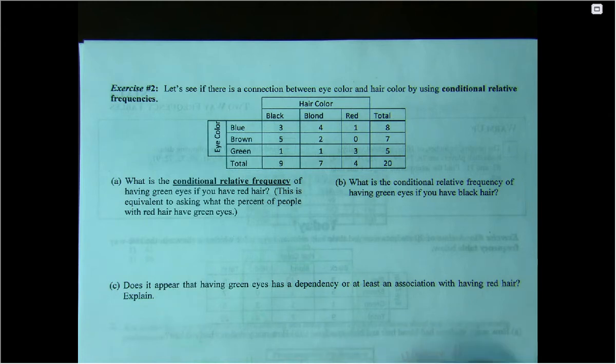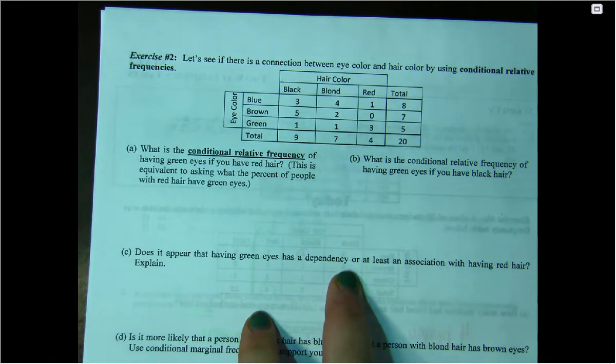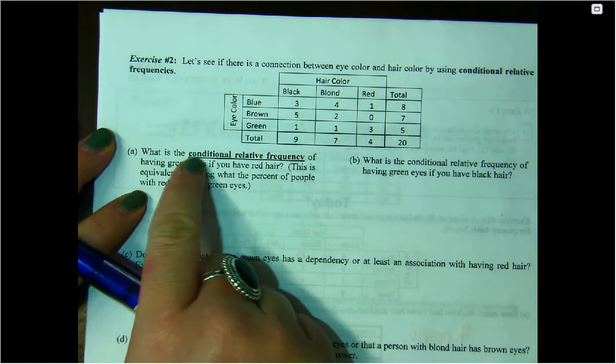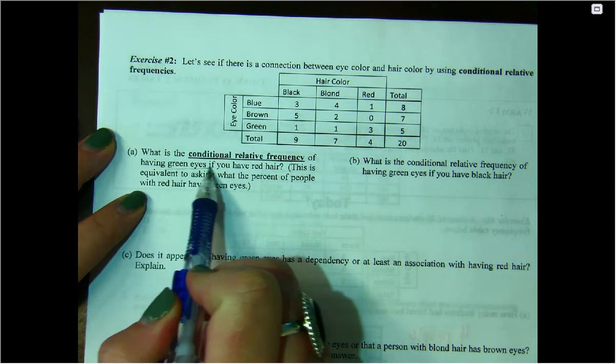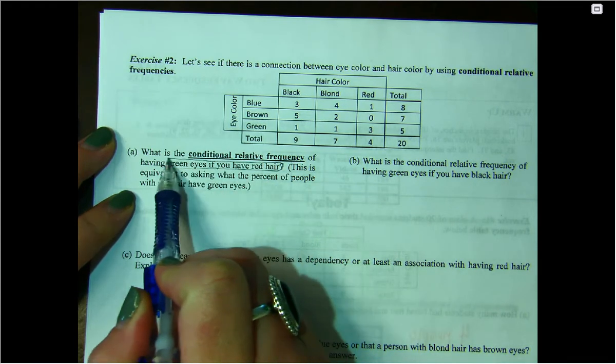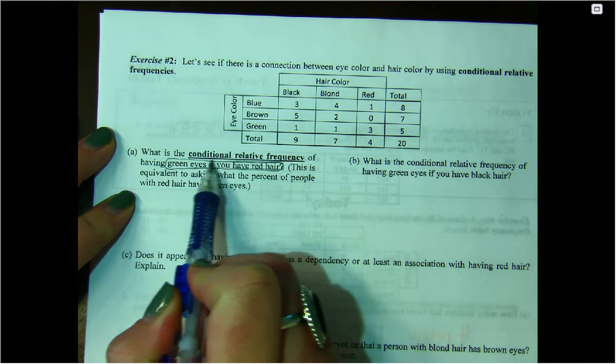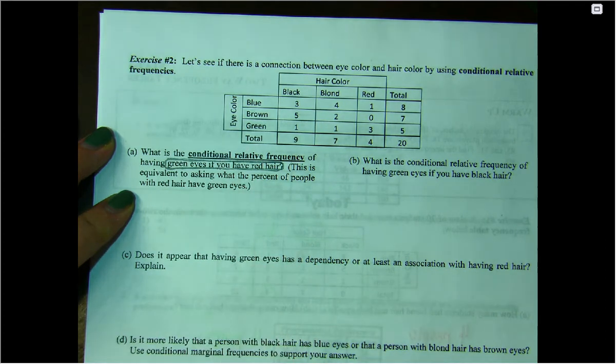So just because Miss Lyons has blonde hair, does that automatically mean she has brown eyes? Or Miss Martin has blonde hair, does that automatically mean she has blue eyes? Okay, so there's conditions on the data. So what gets confusing is how you read these things. So what is the conditional relative frequency of having green eyes if you have red hair? Okay? Green eyes if you have red hair.